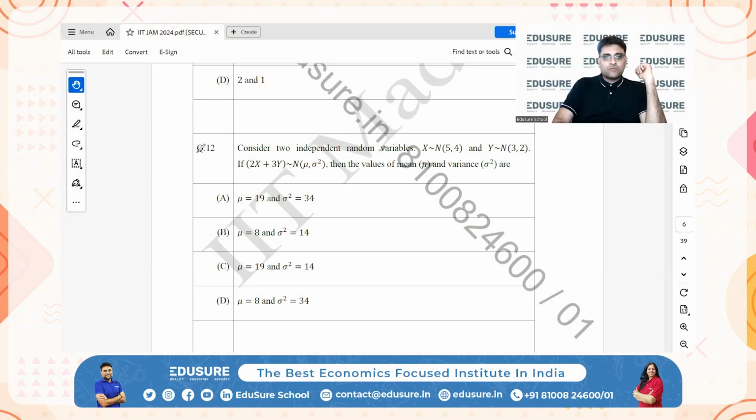JAM 2024, question number 12. Consider two independent random variables x and y. 2x plus 3y follows normal mu, sigma square, and the values of mean and variance are what? So let's call this z. Expectation of z is nothing but the mean. So expectation of 2x plus 3y is what we need to find out.